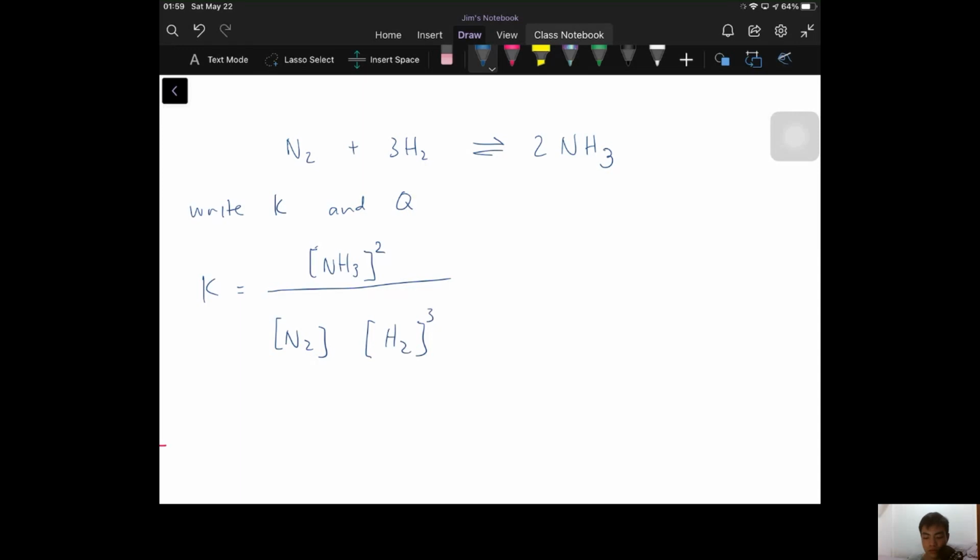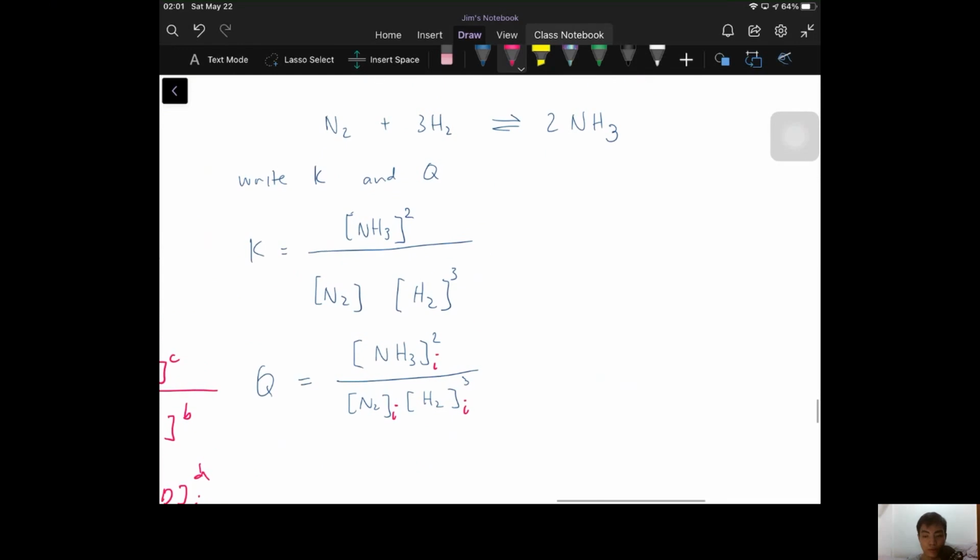How about the Q? So for Q, ganun din. Just copy everything. But you have to write letter I, initial. Okay. So kailangan may letter I, initial. Okay. Before the reaction takes place. Okay. So now you know how to write the K and Q. Balik ulit tayo sa delta G. Okay. So balik ulit tayo sa delta G.